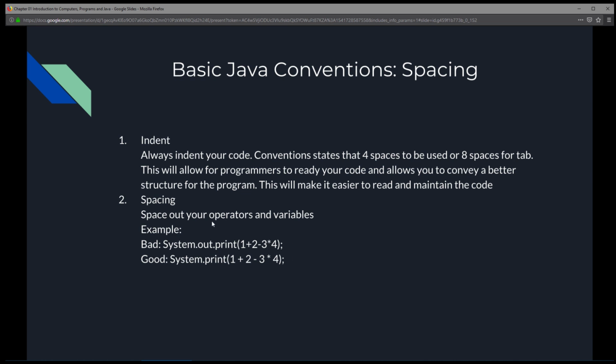The good thing to do, the proper thing to do, is properly space out the numbers and the operators right here. That way we can really see what's going on. It's much clearer to us, the programmer, and much clearer to other people who are going to be reading your code. So make sure to space out your code.